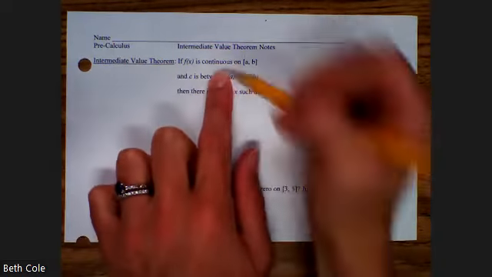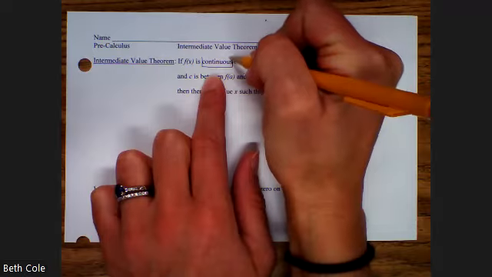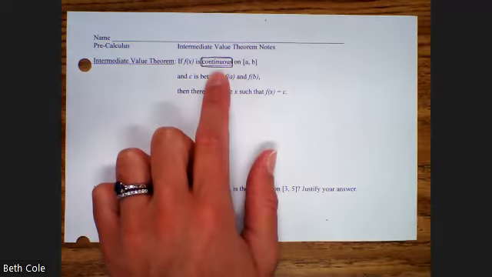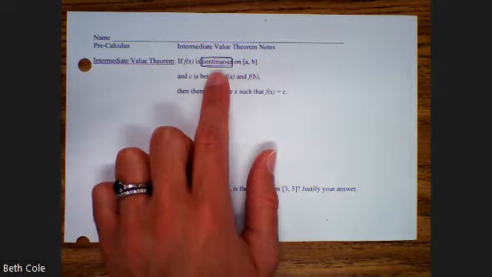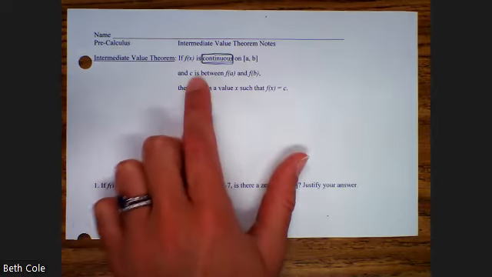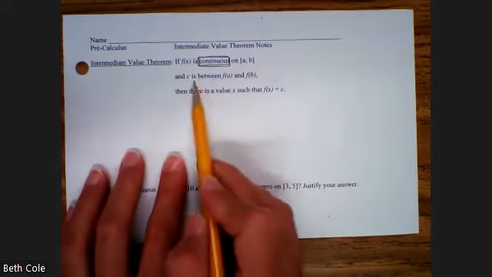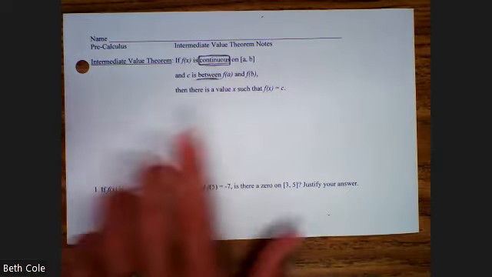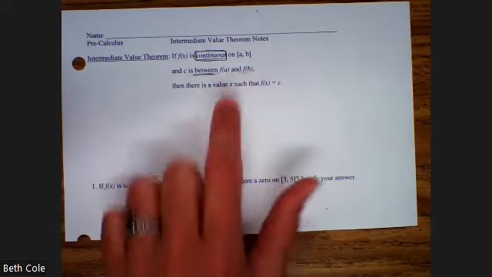If a function is continuous, maybe circle, highlight, underline that. You have to be told that or the theorem goes out the window. If you don't have continuity, you can't prove anything. That is super crucial. Continuous on an interval from A to B, and C is some value in between. In between is what the word intermediate means. C is in between these other two output values.